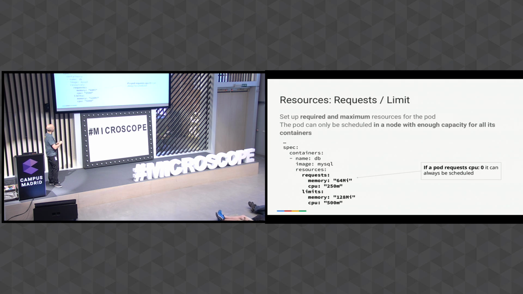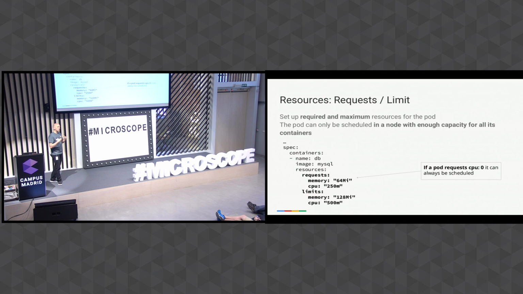And here, the Mi is mebibytes, which is a fancy word for megabytes. If you search that on Wikipedia, I had to. Megabytes are just megabytes. It's the same thing. So here we have 64 megabytes. Here we have 128, and CPU between 1/4 and half of a CPU.